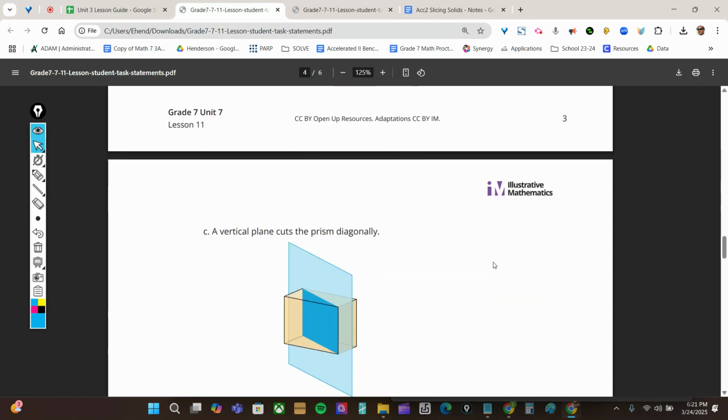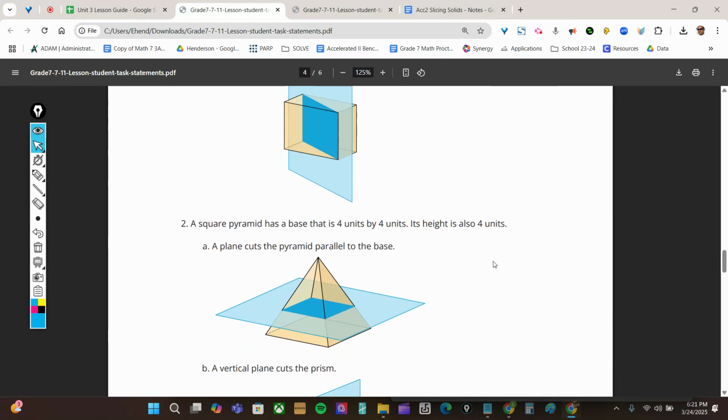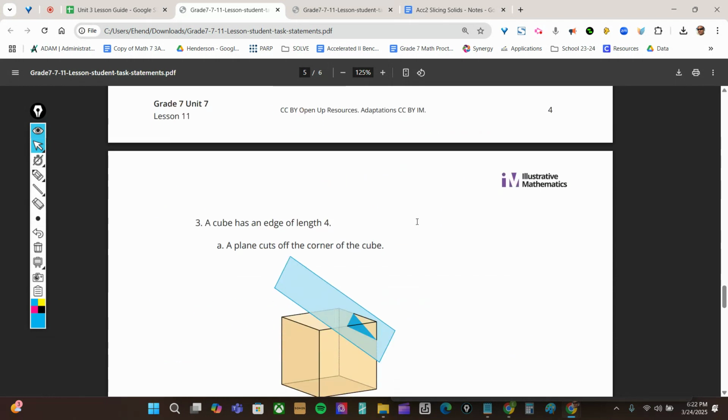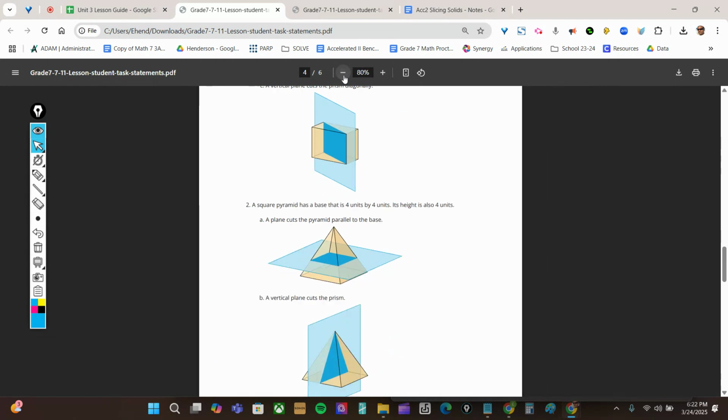All right, let's keep it moving. A vertical plane cuts the prism diagonally. Next question: a square pyramid has a base that is 4 units by 4 units. Its height is also 4 units. A plane cuts the pyramid parallel to the base. A vertical plane cuts the prism. Basically, they want you to put in descriptions for each of these scenarios. So I'm going to pause it here while you take about 3 minutes to describe each cross section. All right, go ahead and do that now.